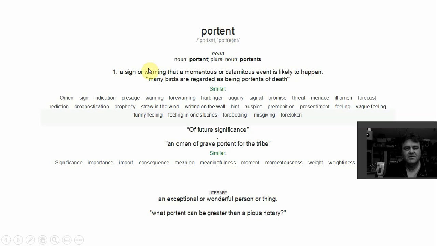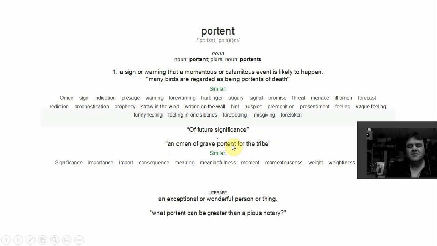So basically it says a portent is a sign or a warning. This is a presage, a harbinger, a signal, a promise, or a threat. There's duality there, see? There's positive and negative implications. It's not clear, right? So it can mean of future significance. And then the example given here was: an omen of grave portent for the tribe.